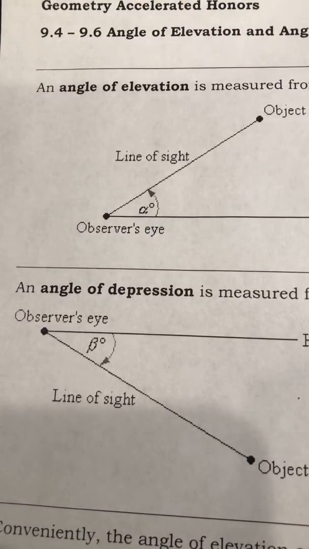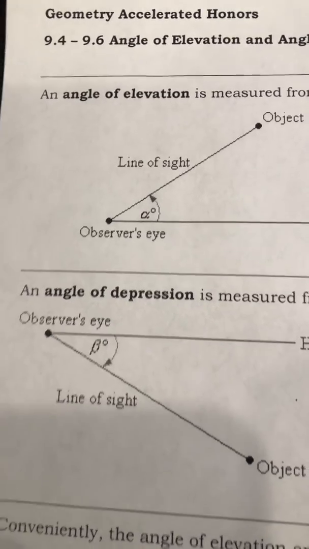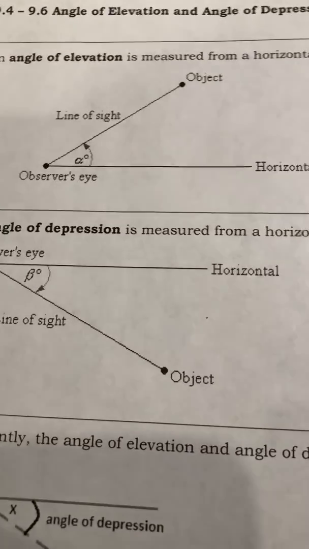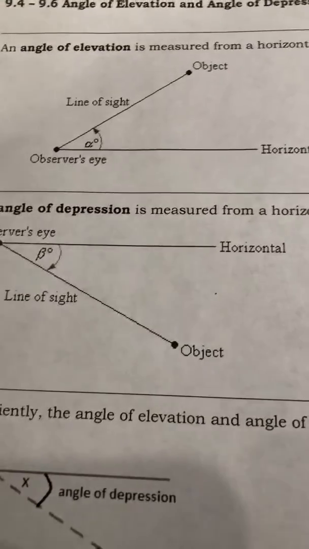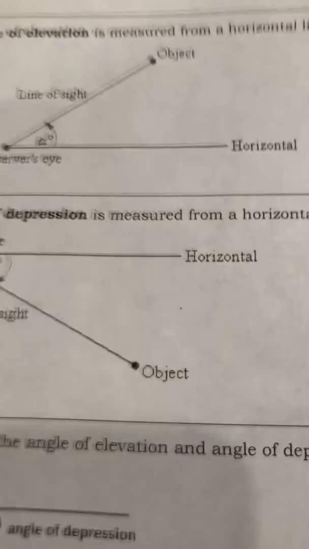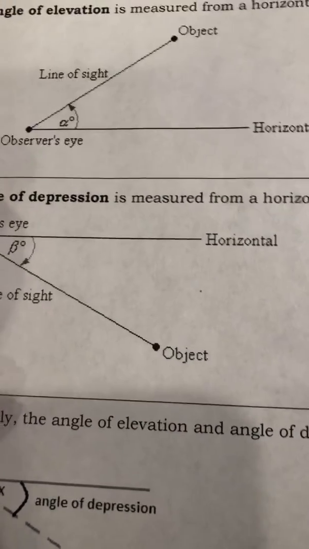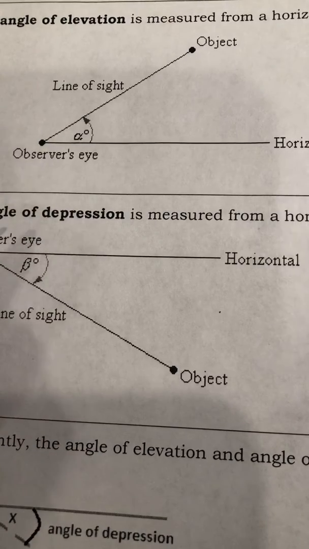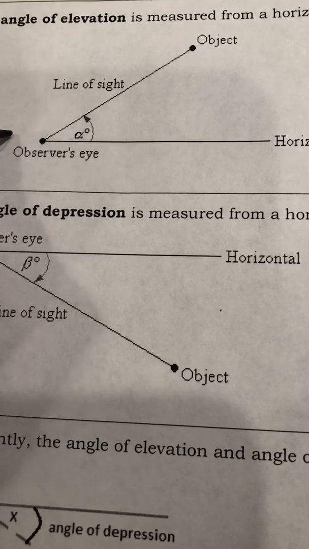Good morning. Let's talk about angle of elevation. An angle of elevation is measured from a horizontal line of sight upward to an object. So let's look at a picture here of angle of elevation. As you can see, it's measured from somebody looking up, right? Think elevation, think up. So if I draw a stick figure here, right?